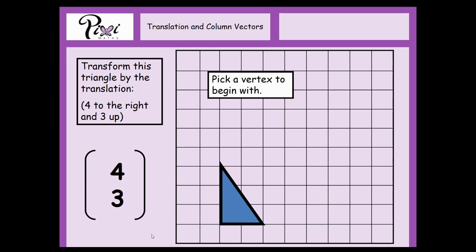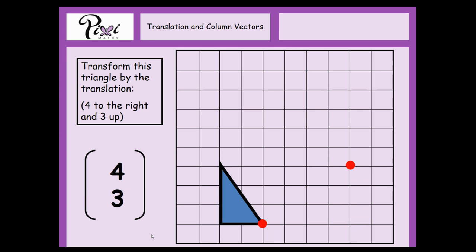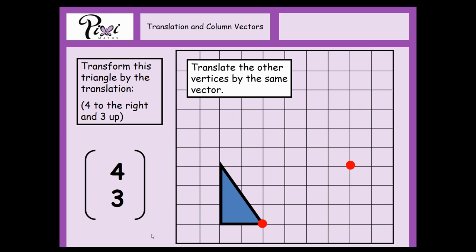When I'm going to do it, I'm going to pick a particular vertex or corner of the shape. So we're going to go with the bottom right one. And I want to translate that 4 to the right and 3 up. So I'm going to go 4 to the right and then go 3 up and just plot that point there. And then if you can visualize it, you can draw it at this point. If you're not so confident, then you'll pick another of the vertices.